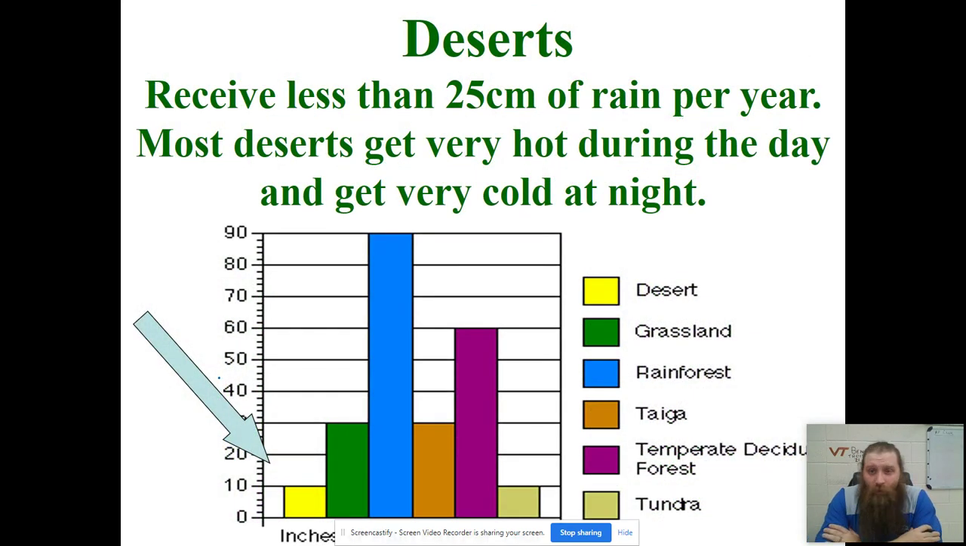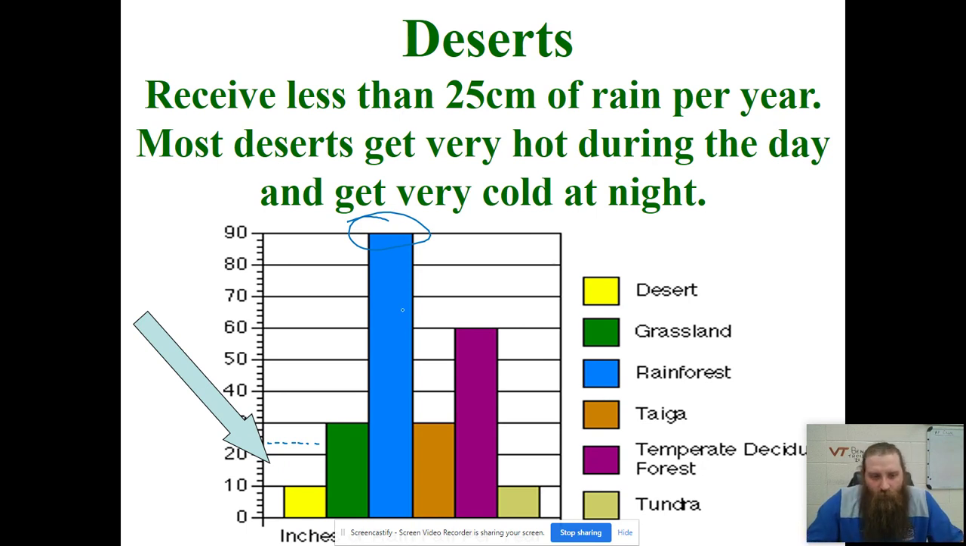Now, deserts are kind of the opposite of a rainforest. A desert is going to receive less than 25 centimeters of rain a year. That's a number that we want to know. So this down here, this yellow brick, would be our desert. We compare that to the rainforest. The rainforest is up here getting 90 centimeters of rain a year. The desert is underneath this cutoff right there.